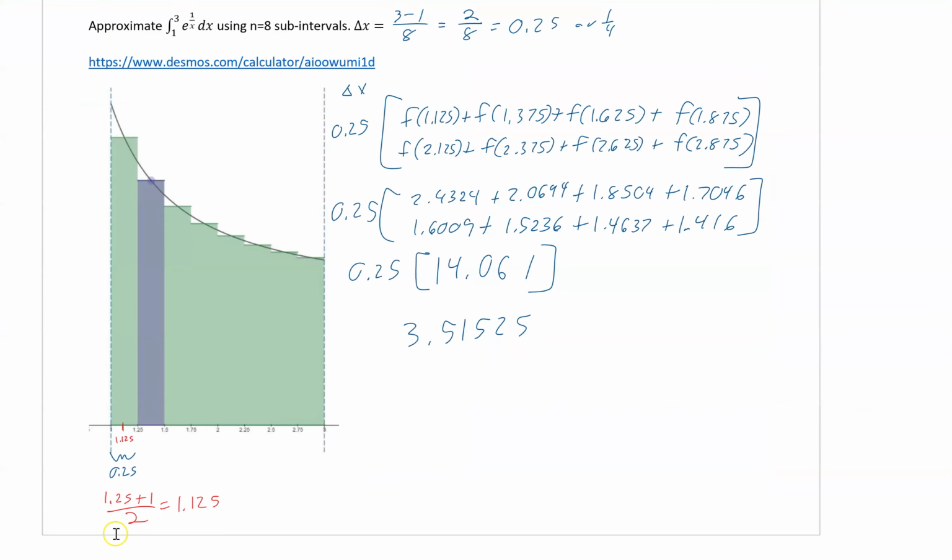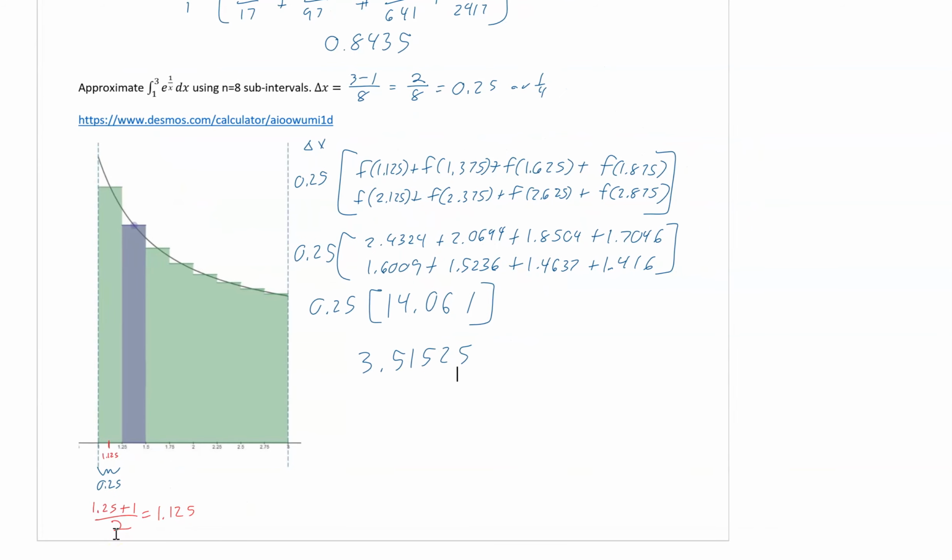All right, so again, the way you want to always remember these is that you're just making a rectangle and that you have a height which is f of 1.125 for this one rectangle, and a width of 0.25. So all you're doing is height times width, height times width, height times width, all the way across. So it's really just add up all the heights, multiply it by the width, which is 0.25. All right, that's midpoint.